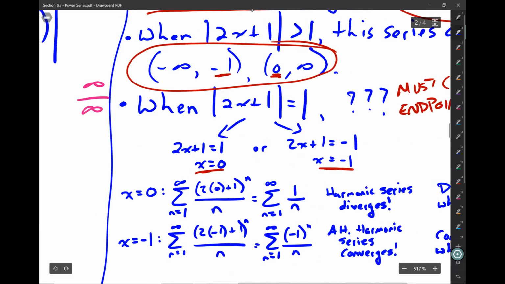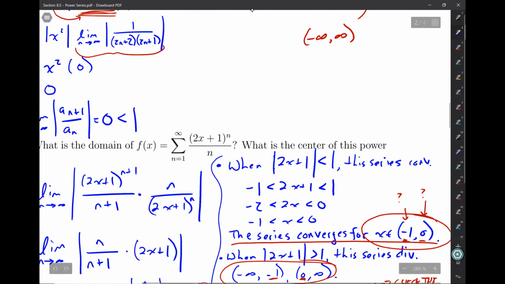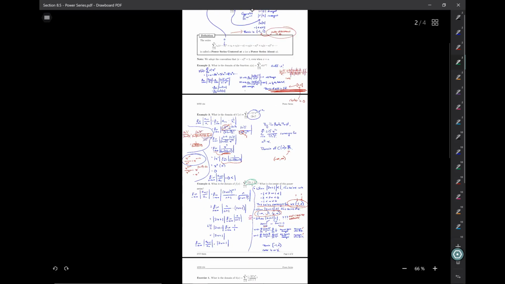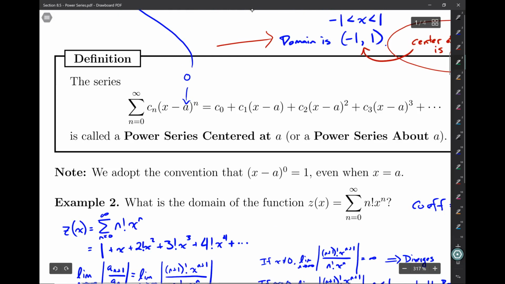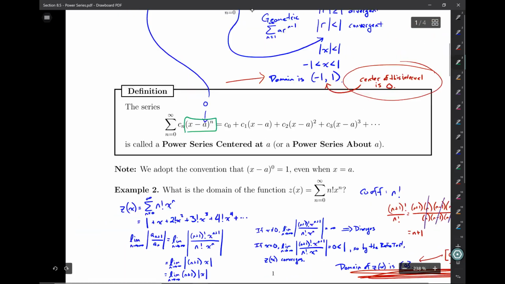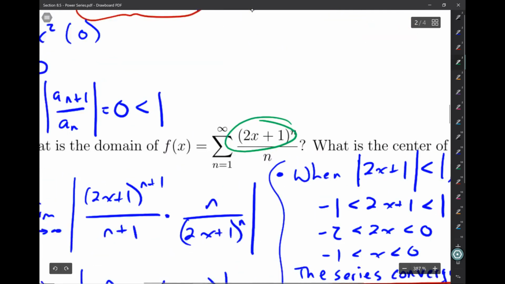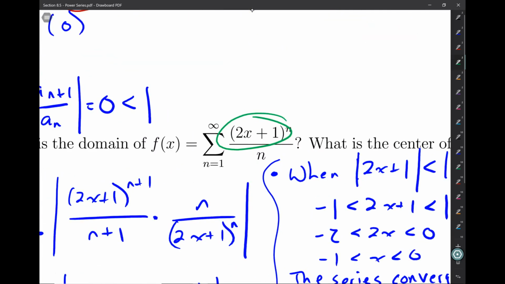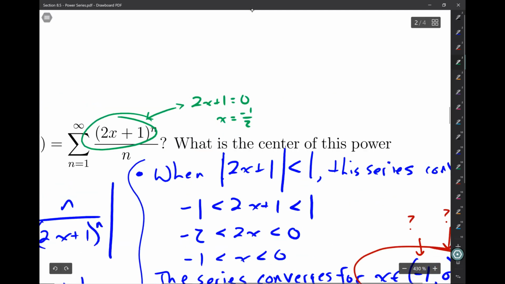Another way I like to think about it is that our center will be whatever x value will make this 2x plus 1, the thing that is raised to the power of n, because power series have x minus a to the power of n. So it's the x stuff raised to the power of n. You want to know what's going to make this 0. In this case, if we have 2x plus 1 equals 0, subtract 1 and divide by 2, and we would actually get x as negative 1/2. This leads us to the exact same conclusion, that a is negative 1/2.